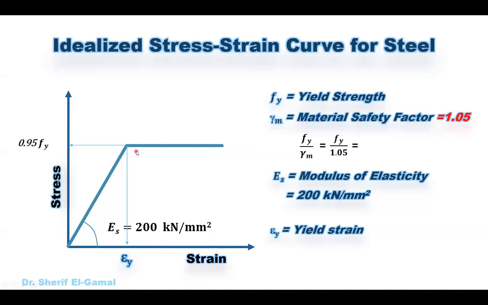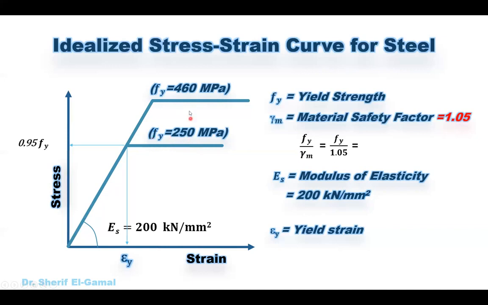So if we assume that this is the mild steel, the F yield for the mild steel is 250 megapascal or Newton per millimeter square. And for the other type of steel, which is the high yield or high strength steel, the F yield equals 460 megapascal. What we can see from the two curves is that both of them have exactly the same slope. So for different categories of steel, mild steel or high yield steel, we always assume that the modulus of elasticity will be the same value, 200 kilonewton per millimeter square, but the difference will be in the yield strength. This is 250. The yield strength for high yield steel is 460, and therefore the yield strain here will be different from the yield strain of the high yield steel.